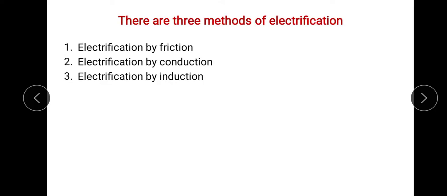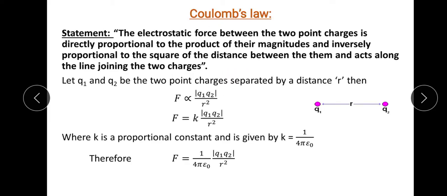Now, the next topic is methods of electrification. There are 3 methods of electrification. First one is electrification by friction, second one is electrification by conduction, and third one is electrification by induction. So you may get a question like: write the methods of electrifying a neutral body. So these are the 3 methods of electrification.